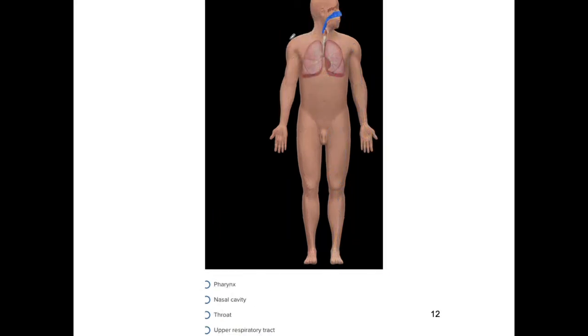Okay, now we're looking at the respiratory tract. And remember, before I drew a line like this, separating the upper respiratory tract from the lower respiratory tract. So what's this highlighted blue structure? It's the upper respiratory tract.